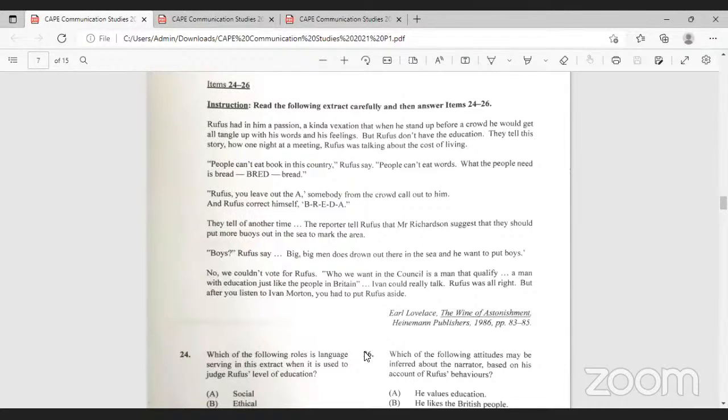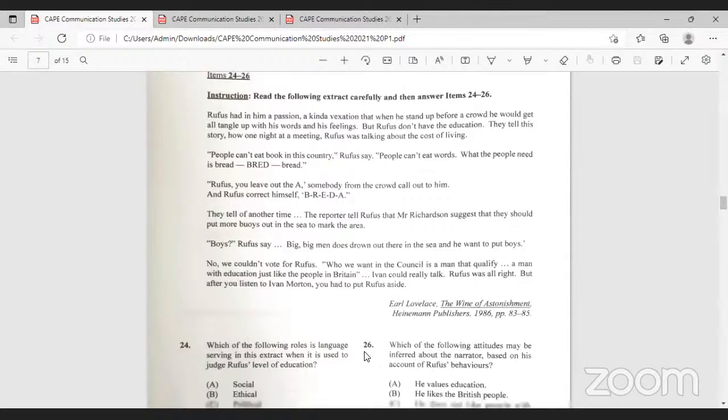B-R-E-D-A. They tell of another time, the reporter tell Rufus that Mr. Richardson suggests that they should put more boys out in the sea to mark the area. Boys, Rufus say, big men does drown out there in the sea and he wants to put boys. No, we couldn't vote for Rufus. Who we want in the council is a man that qualified, a man with education just like the people in Britain. Ivan could really talk. Rufus was all right, but after you listen to Ivan Martin, you had to put Rufus aside.